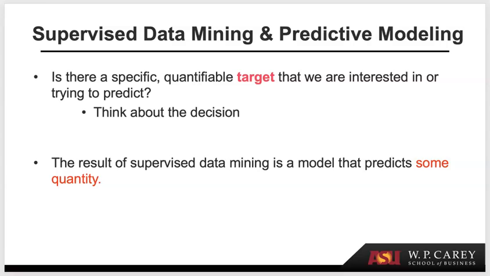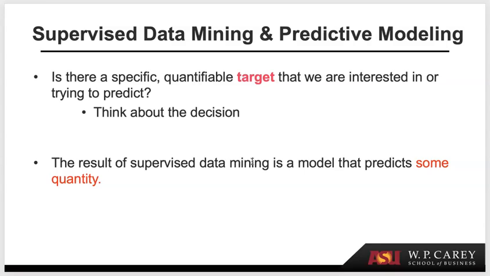To be more specific, we will continue to use the term supervised to indicate the fact that there is a target outcome of interest. That's what we're trying to predict for. So if there is a specific quantifiable target that you are interested in predicting, then your problem is a supervised data mining problem. And the result of a supervised data mining problem is a model that predicts some quantity. It can be exact probabilities. It can be yes or no.